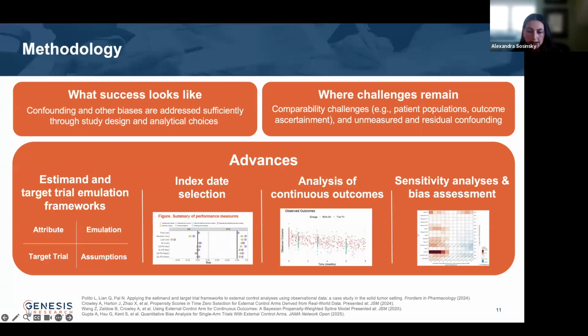These methodological advances touch on some of the most pressing challenges that have previously limited the utility of ECAs, and they're helping pave the way for additional innovation.